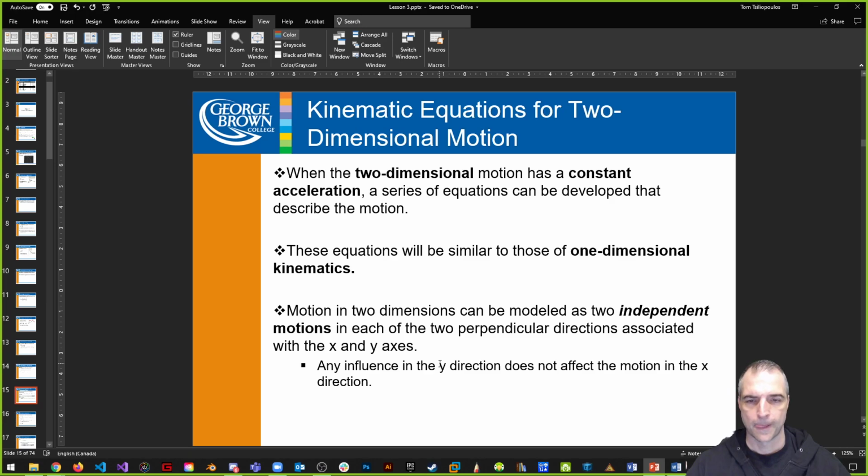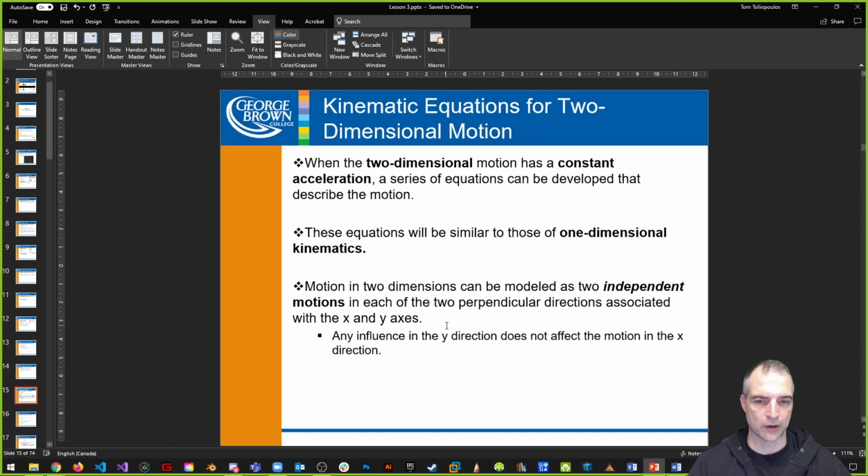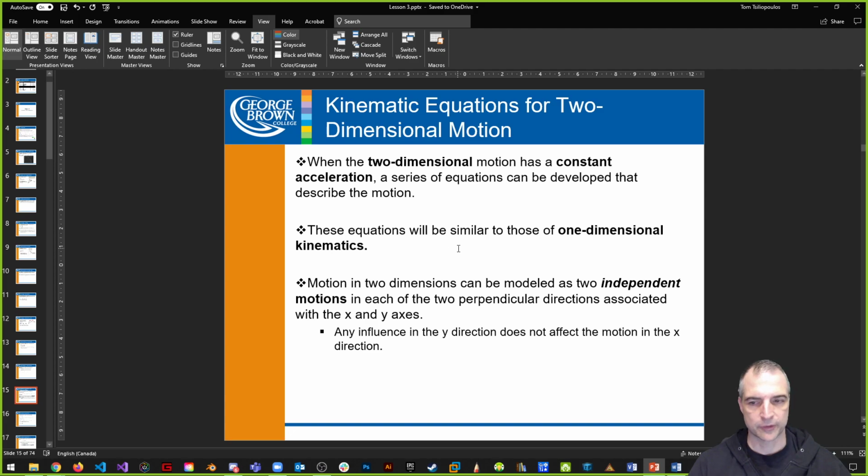Let's think about these kinematic equations for 2-dimensional motion as opposed to the 1-dimensional motion that we had last week. They're going to be very similar to 1-dimensional kinematics, but the difference is we have 2 independent motions, a motion across the x-axis and a motion across the y-axis, and it affects the final motion.